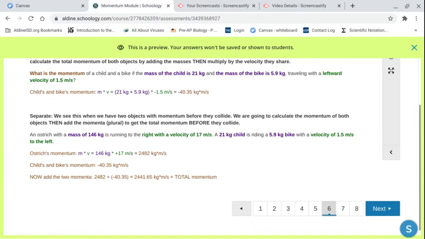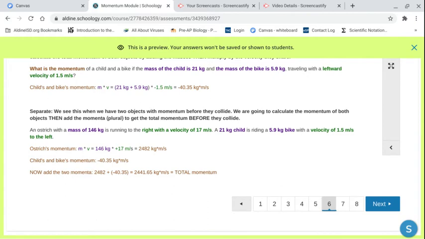Next part talks about separate. So we see this when we have two objects before they collide. You're going to learn later why this is important. Why do we have to talk about the total momentum of two separate objects before they hit each other? Okay, so let's look at how to solve it, and then later in the unit you'll see why.